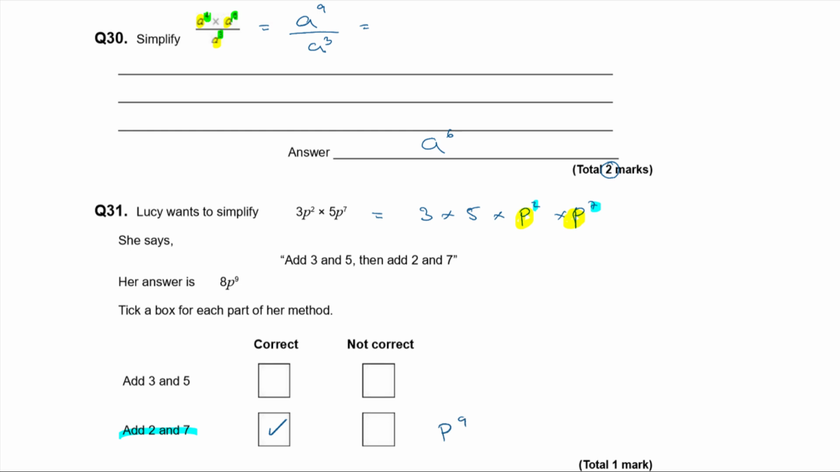Okay, but we're not adding the 3 and the 5 together. We're just going to multiply these together. They don't have the same base, so we're just going to multiply them together. 3 times 5, that is 15. So we're not adding them together to get 8, we're multiplying them together to get 15. So that is not correct.